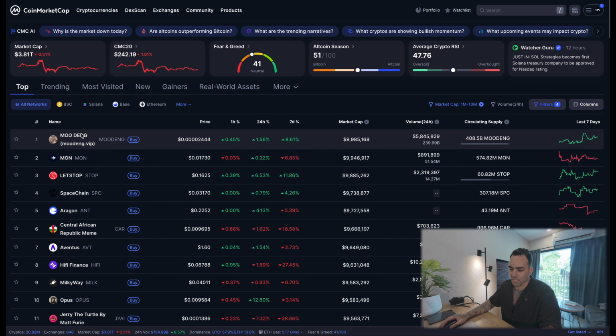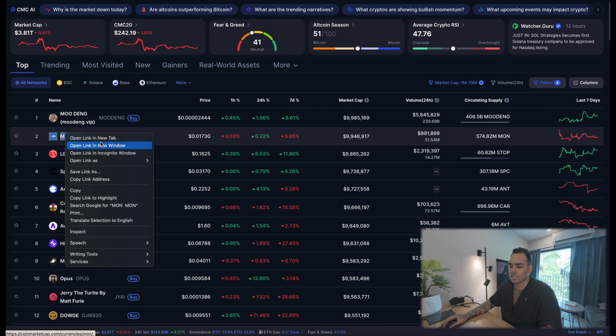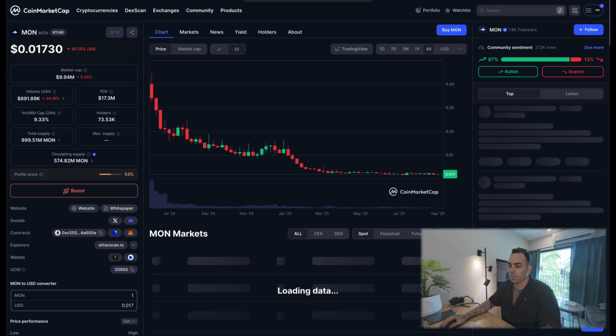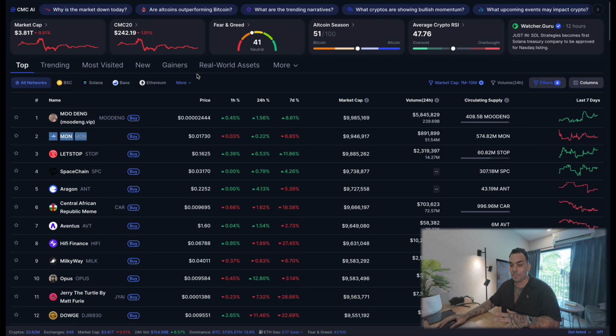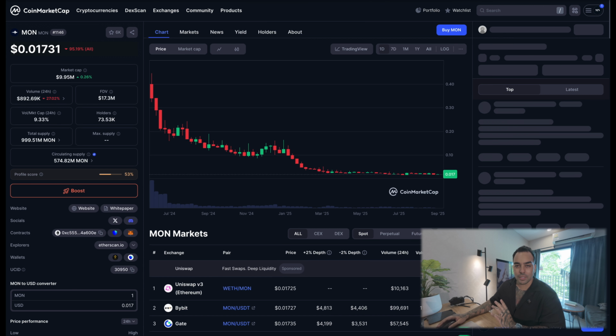So Mudeng, I know this one, so we're not even going to check it out. Let's see. The first thing, wait, hold on. We're going to open another tab, so we don't want to close this tab. If you close this tab, you've got to enter all the filters again, because CoinMarketCap does not have an option to save all the filters, which they should, but they don't. So once you close, the filters are gone.